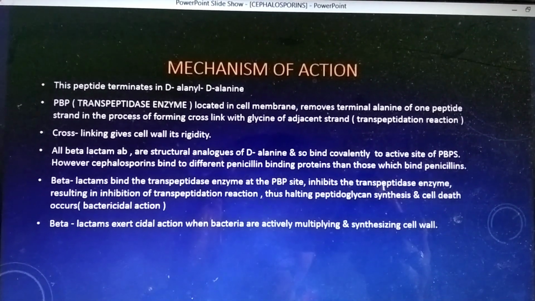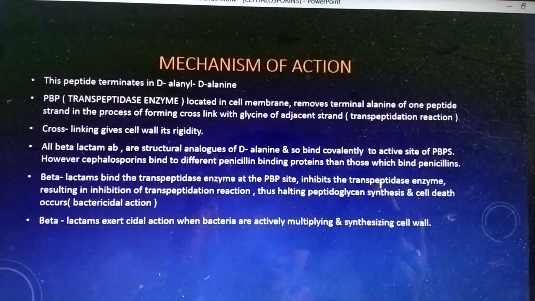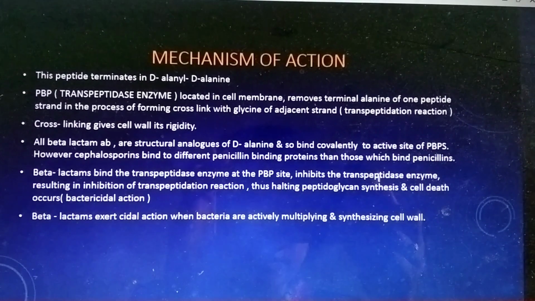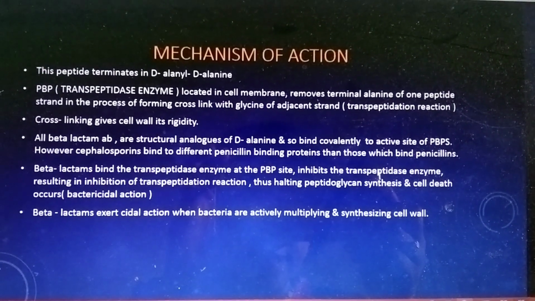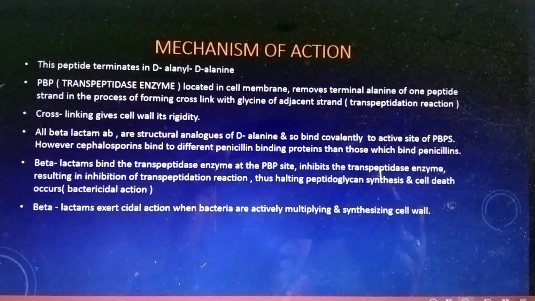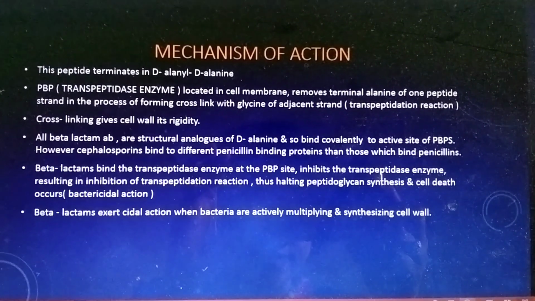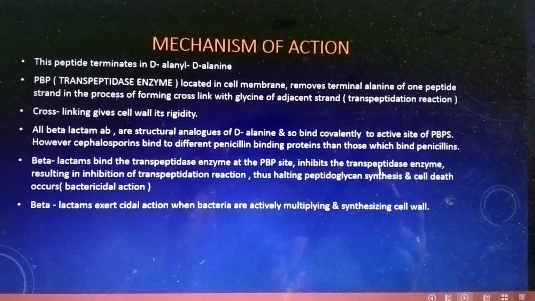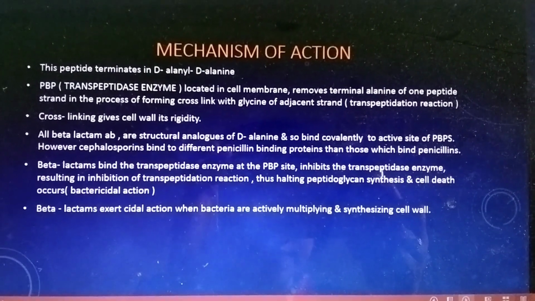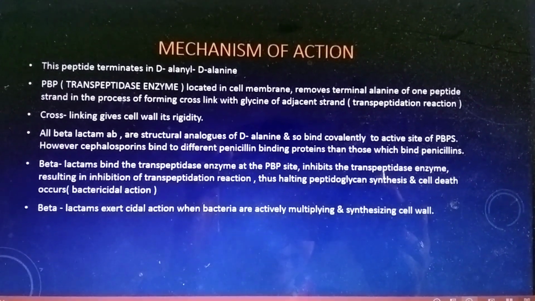Now the beta-lactam antibiotics, all of them are structural analogs of the D-alanine, which is the terminal amino acid. And so these beta-lactam antibiotics, as they are structural analogs of the D-alanine, bind covalently to the active site of the penicillin binding proteins. But cephalosporins bind to different penicillin binding proteins than those which bind the penicillin.